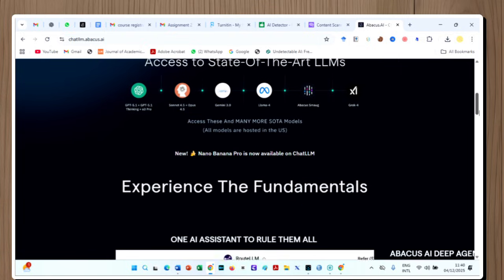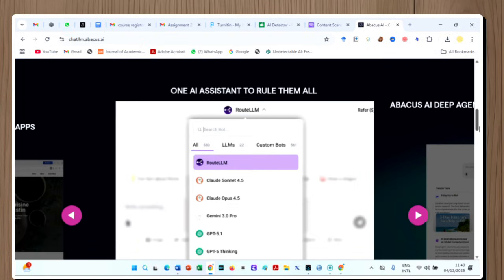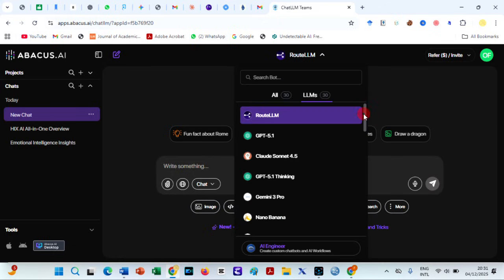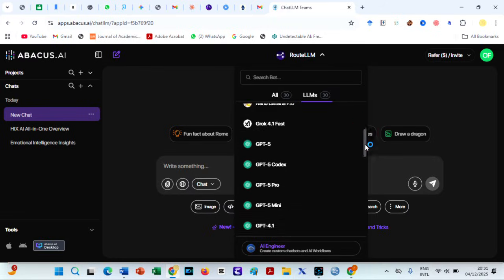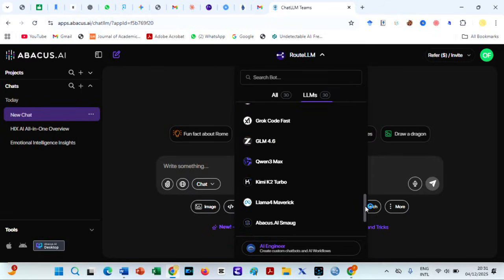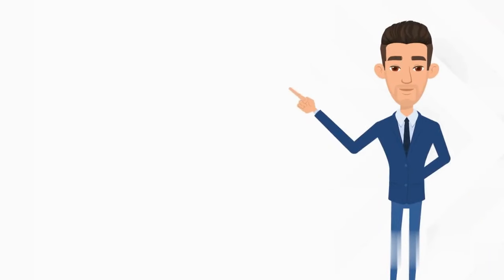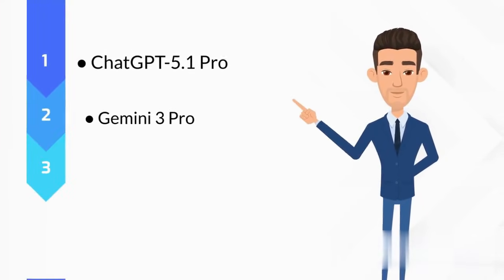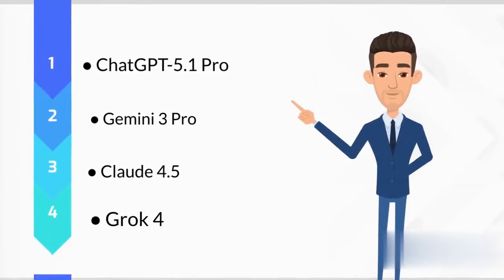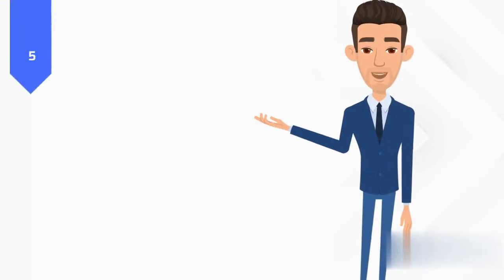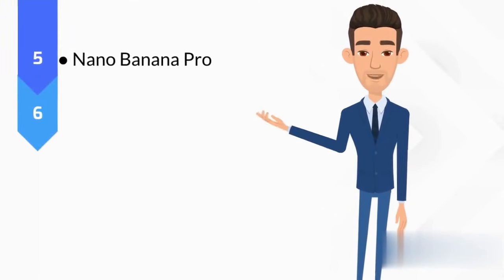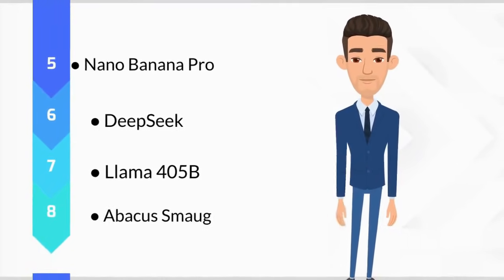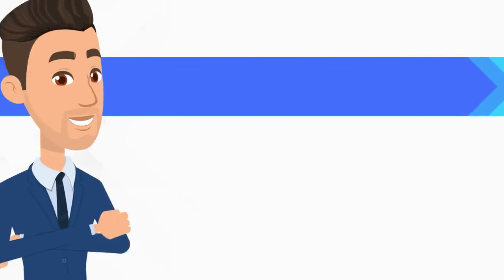ChatLLM is designed as a unified AI powerhouse, a single platform that gives you access to the industry's most advanced models without paying for each one separately. Inside this one hub, you can instantly switch between giants like ChatGPT 5.1 Pro, Gemini 3 Pro, Claude 4.5, Grok 4, Nano Banana Pro, DeepSeek, Llama 405B, Abacus Smog, and many others.